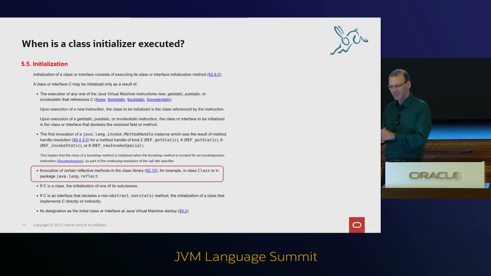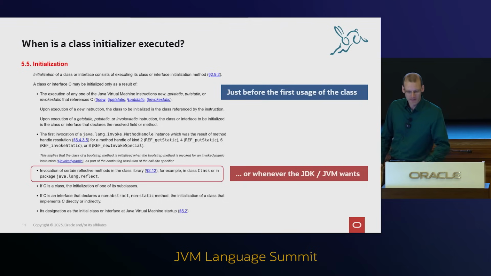And then there's this nice third point hidden there in the middle of the specification. Well, a class is initialized in certain other kinds, which basically means in reality, a class is initialized before the first usage or whenever the JDK or JVM wants. And I have a few examples for that.